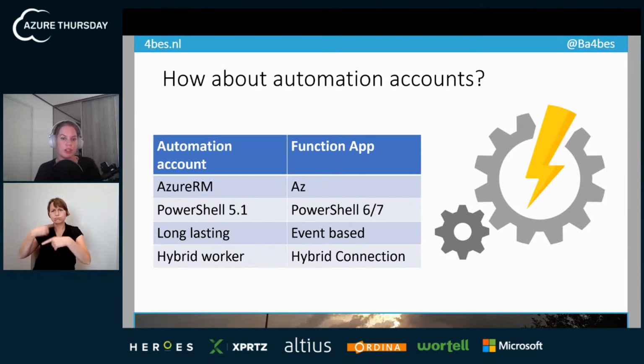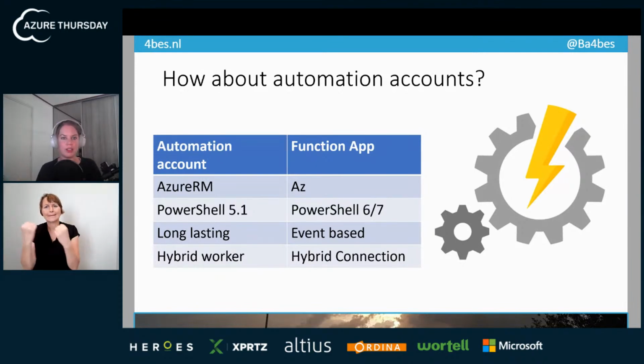With a function app, you can create a hybrid connection, but a hybrid connection is not able to be installed on a domain joined VM. So to manage Active Directory can be a bit of a hassle if you want to even start with it. So that's where an automation account might come in handier if you want one spot to manage Azure Active Directory and Active Directory itself, for example.